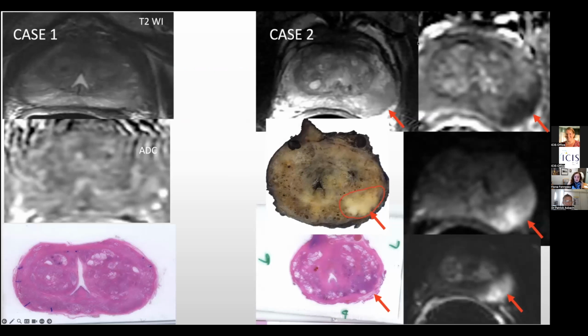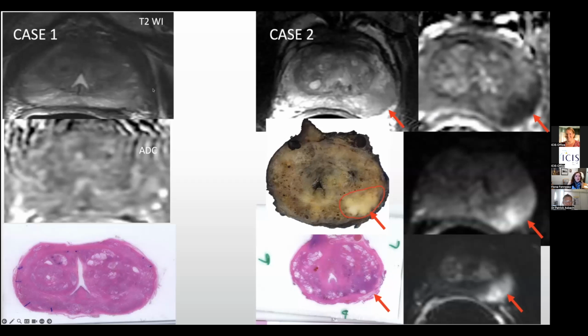So this is a case that had an MRI, and then the patient went to pathology and we did whole mount pathology. So everyone can really see this nicely defined tumor here in the left peripheral zone, which corresponded to restricted diffusion and enhancement. And, you know, you could see it on the H&E sections as well.